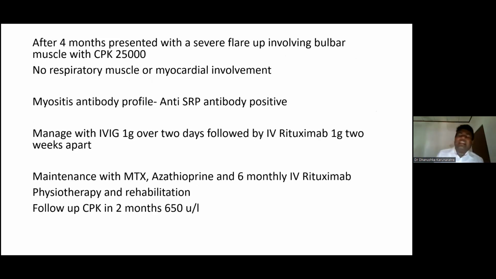However, unfortunately, after 4 months, she again presented with similar symptoms, but this time more severe, particularly the bulbar involvement, and the CPK level was 20,000s. And even this time, we couldn't appreciate any myocardial involvement. At this point, we thought of doing a myositis antibody profile, and she could afford it. And here the anti-SRP antibody was positive.